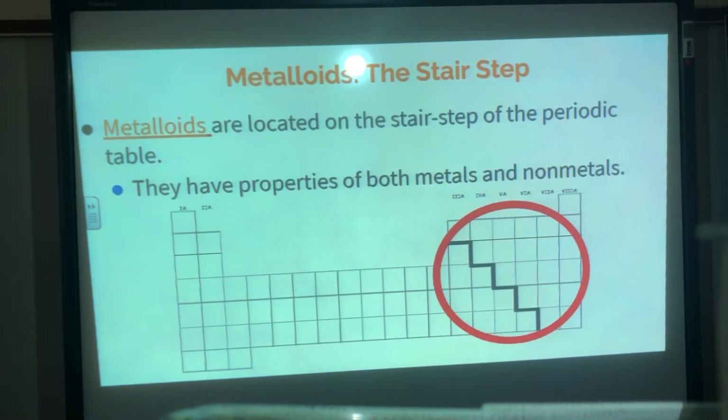Metalloids. You're going to see the stair step, all right? We start right up here and move down. Metalloids are located on the stair step of the periodic table. They have properties of both metals and non-metals.